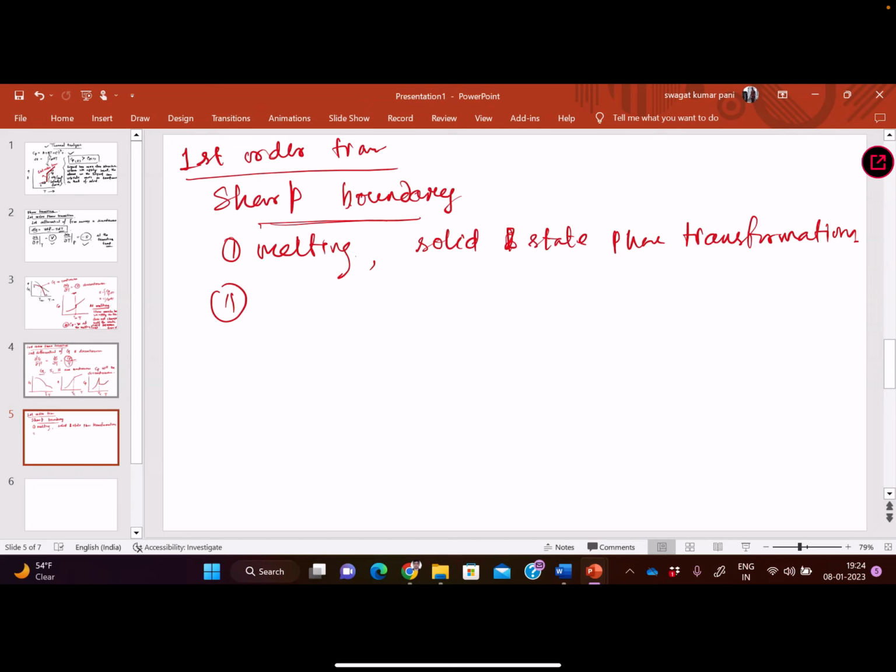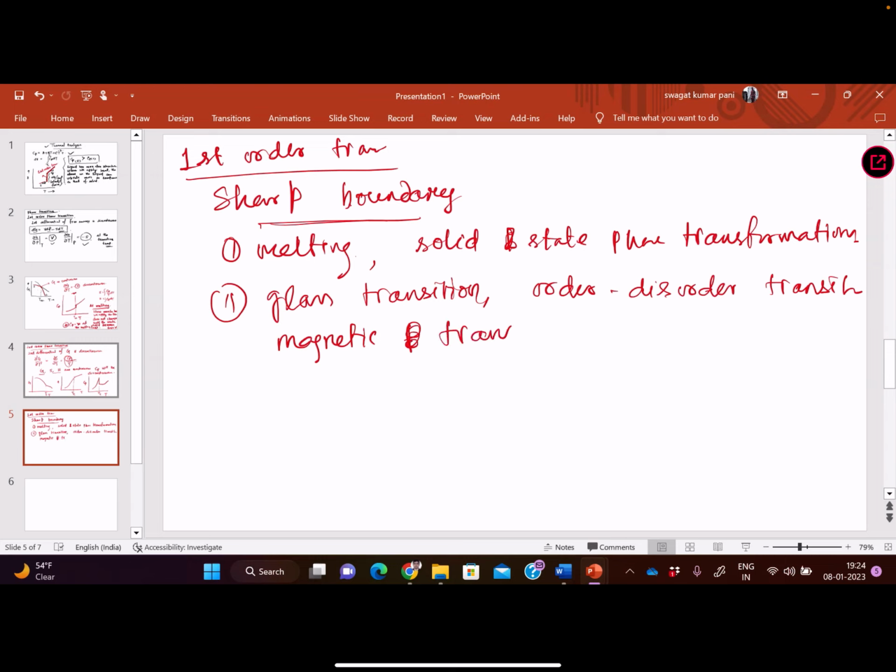And what is the example of second order transition? The most important is glass transition. Order disorder transition. Magnetic transition, like ferromagnetic to paramagnetic. In all these cases, second order transition, delta S equal to 0, no change in delta H, delta S equal to 0, delta G equal to 0. Remember, only what is the change? Cp changes, that's all.